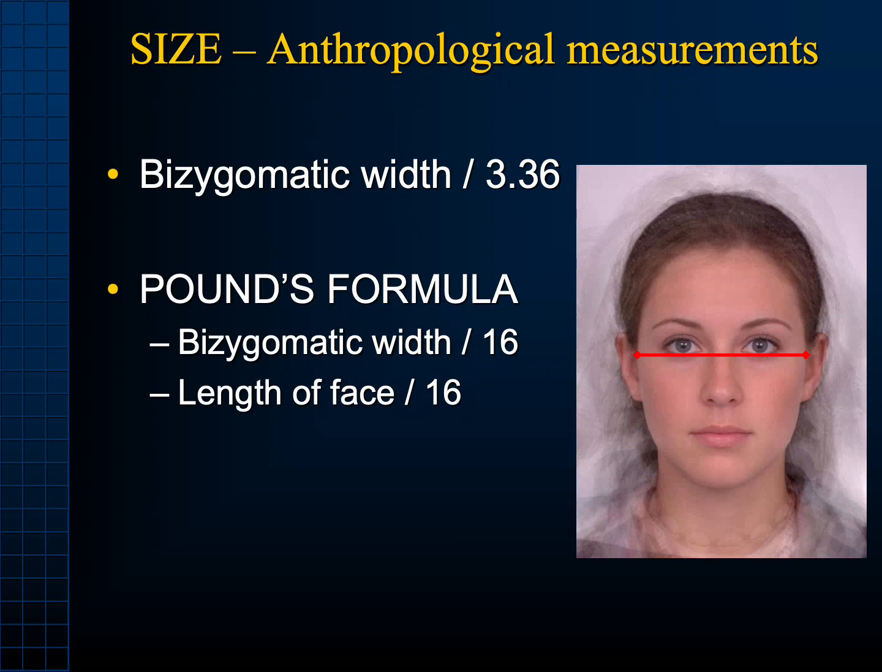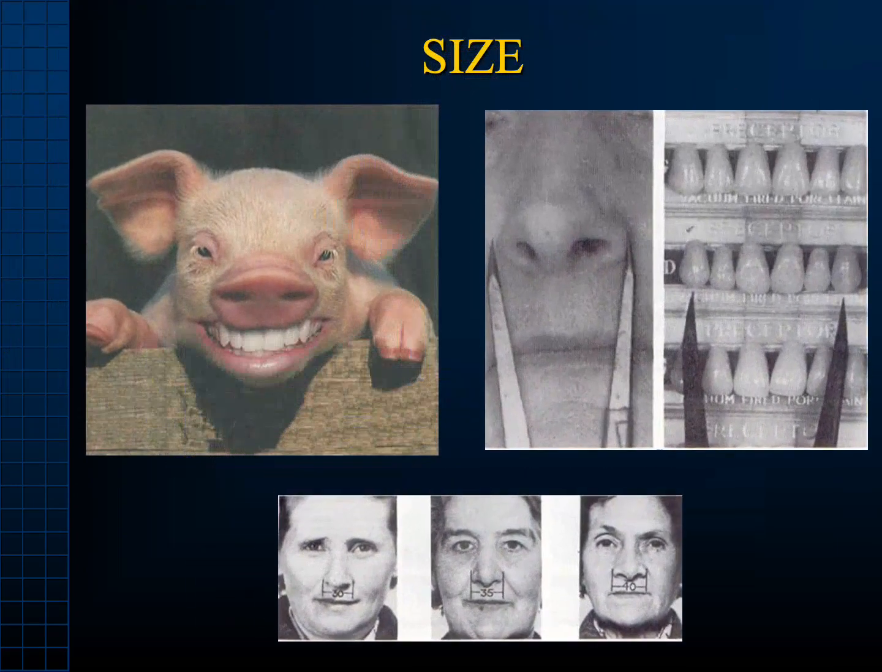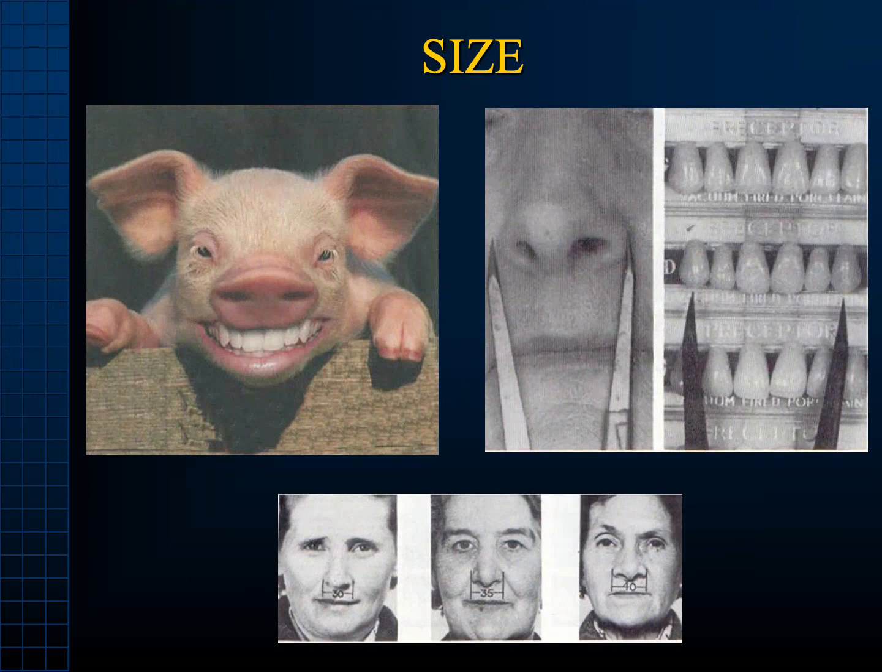The next anthropometric measurement is the bizygomatic width. When bizygomatic width is divided by 3.36, it gives the width of the maxillary central incisor. Pound's formula is nothing but the bizygomatic width divided by 16, or the length of the face divided by 16, for estimation of the anterior teeth size. The anterior teeth size can also be estimated with the help of measurement of the inter-alar distance. If you take the measurement of the inter-alar distance, it gives you the measurements of the 6 maxillary anterior teeth.